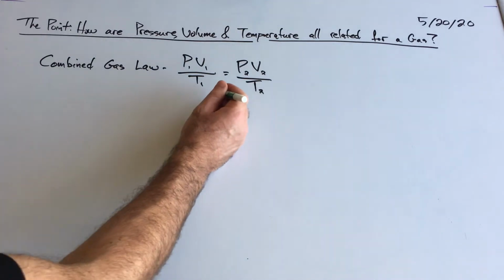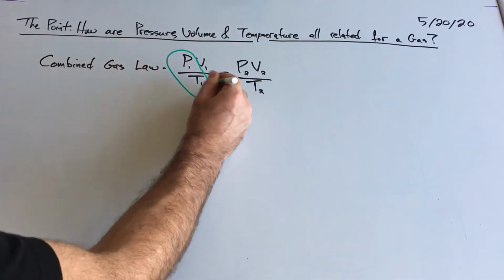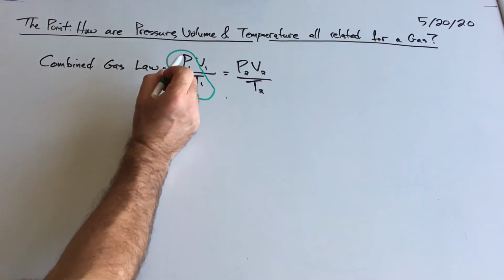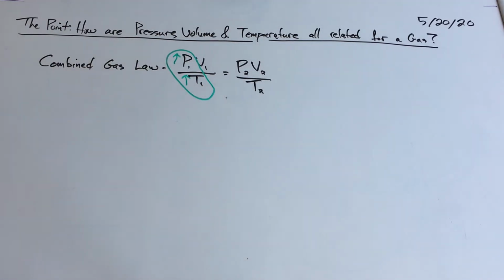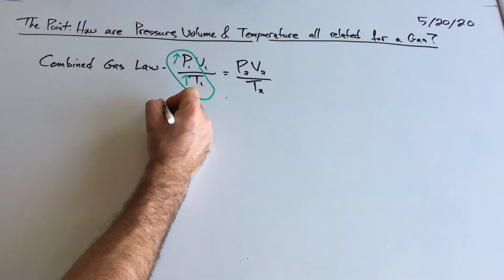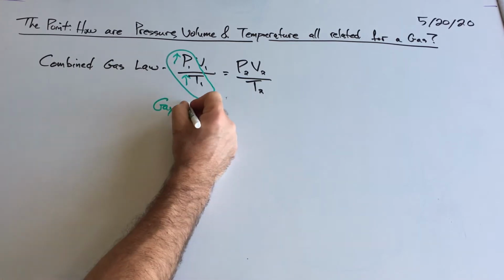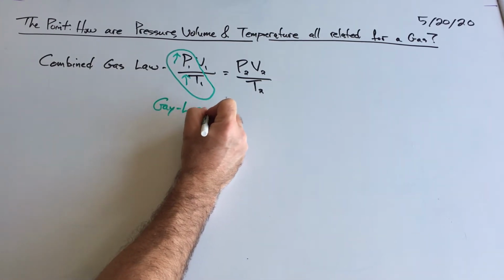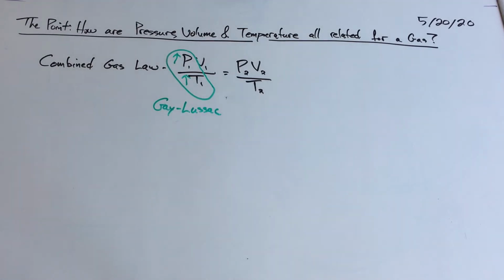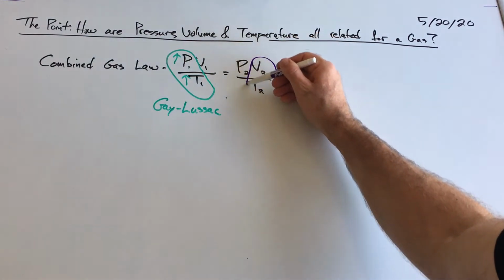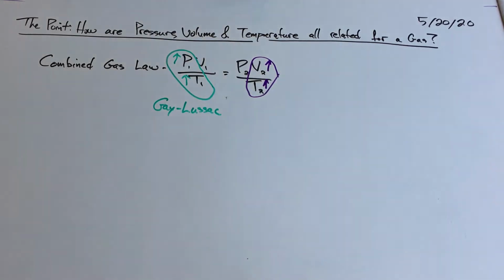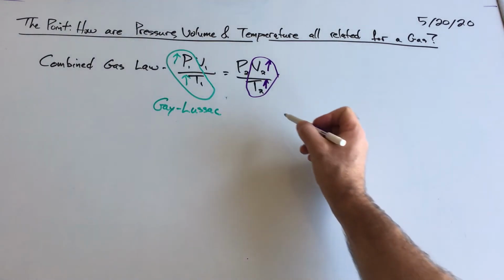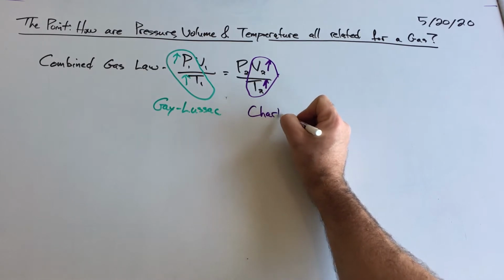Like one thing is, you already know how pressure and temperature are related. As pressure goes up, temperature goes up, and vice versa. As temperature goes down, pressure goes down. And the person who figured that out had the last name Gay-Lussac. And you already know how volume and temperature react. As volume goes up, temperature goes up, and vice versa. And the person who thought of that had the last name Charles.